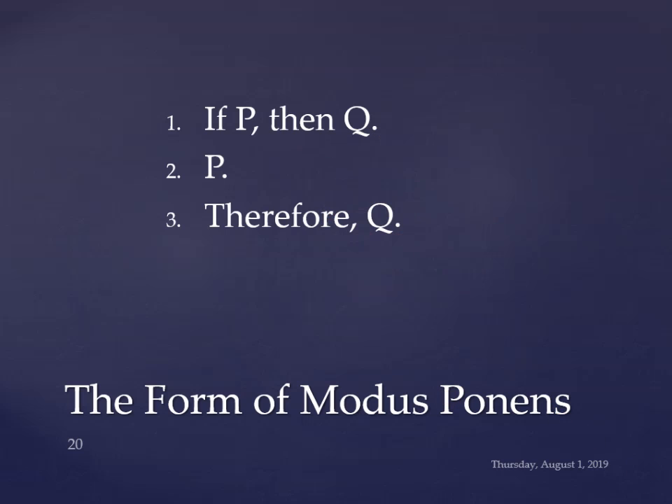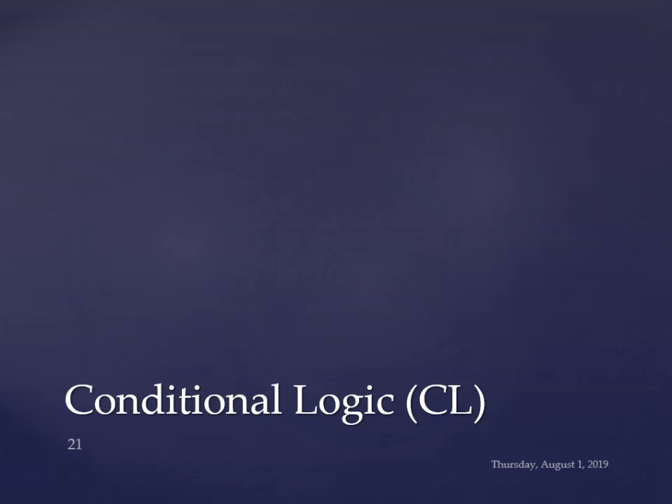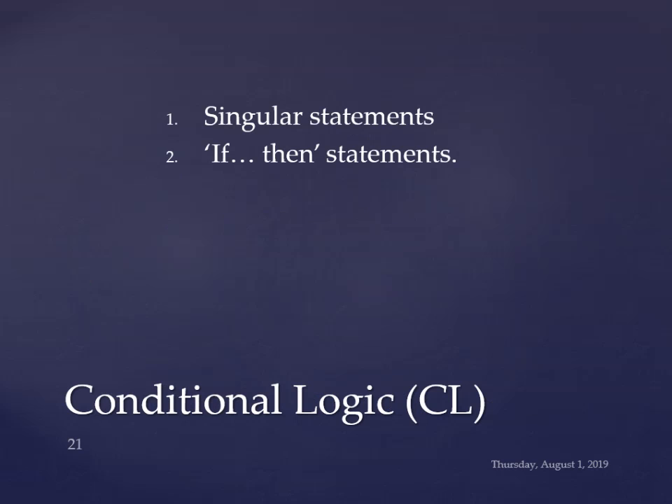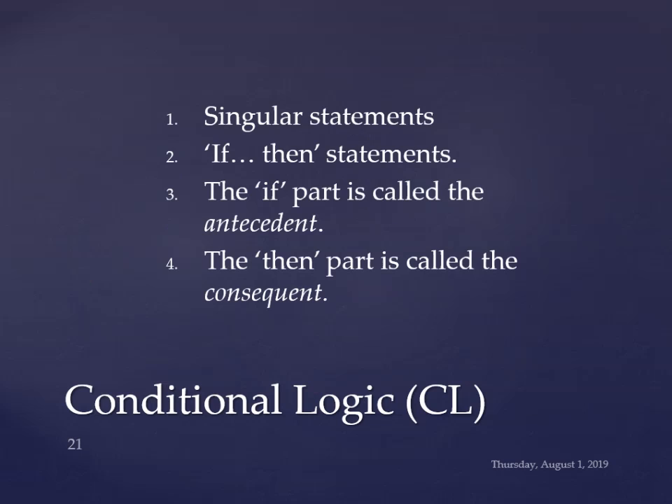And so we're going to capture this argument form in a little toy language that we'll play with here at the beginning of this semester, called conditional logic, right? What is conditional logic? Well, it's made up of singular statements. It's also made up of if-then statements. And as I already mentioned on the previous slide, the if part is called the antecedent, and the then part is called the consequent.